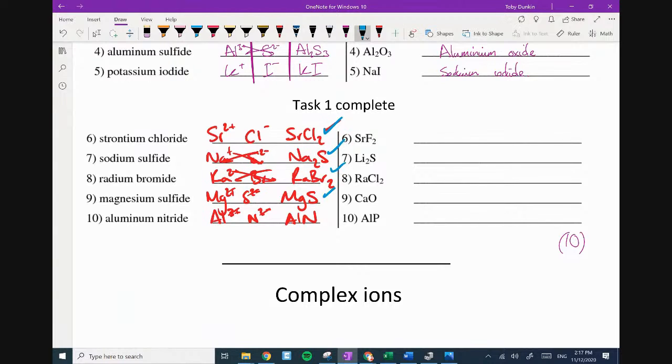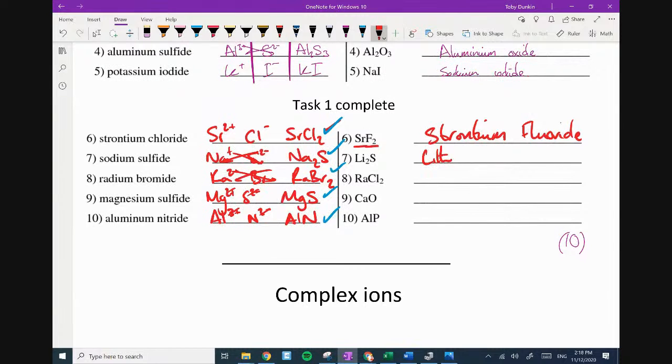Tick, tick, tick, and tick. Tell me how many you got out of 5. That'd be great. So task number 2 is naming. This one now, the metal is strontium. You just find them on the periodic table in reality. You never change the metal. It always goes first. But the non-metal is going to become an -ide because they're on their own. They only ever change to an -ate when there's oxygen as well. So in this case, strontium fluoride.